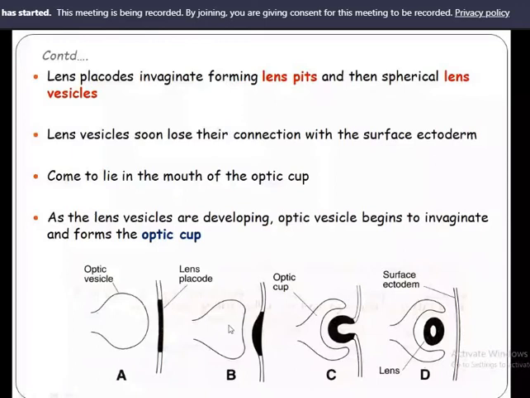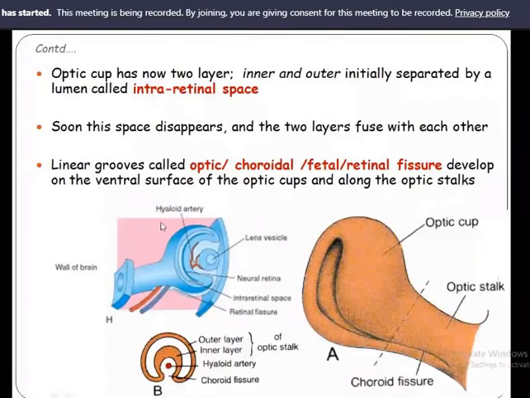Now you see the optic cup has two layers. This one is known as the inner layer, and this one is known as the outer layer. I'm just tracing the same layers in this diagram also. So this one is the optic cup. The optic cup has two layers, the inner layer and the outer layer. And can you see the space between those two layers? This is known as the intraretinal space. The intraretinal space will disappear later on, and finally these two layers will fuse with each other.